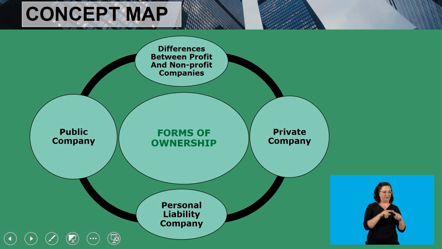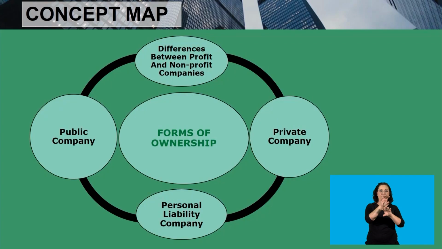Let's look at our concept map. Our concept map is an overview of what our lesson will be about. So these are the subtopics that we are going to unpack throughout this lesson. We'll start with the differences between profit companies and non-profit companies, followed by the private company, followed by the personal liability company, and lastly, we'll look at the public company.